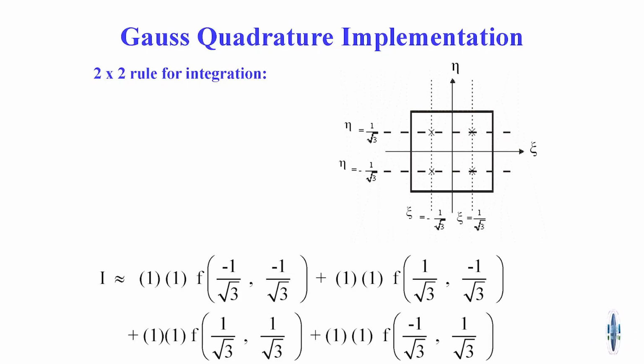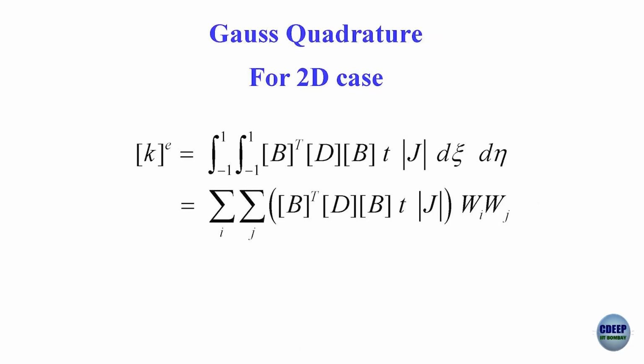Along zeta and eta, I take it as a product. The function is evaluated. When I say 2-point rule, for example, it would be 2 points along zeta and 2 points along eta, and the locations of the points are the same, 1 by root 3 and minus 1 by root 3. So you evaluate it at those 4 points. These are called Gauss quadrature points. You evaluate the function at those 4 points. What is the function to be evaluated? For us, this is the function to be evaluated.